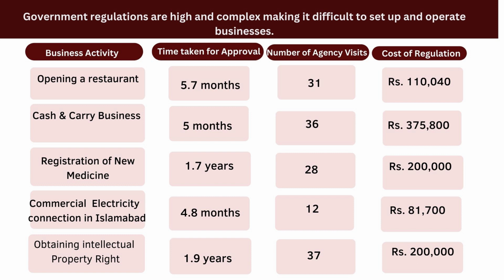Similarly, opening a cash and carry business takes around 5 months to get approvals, and cost of regulation is around 375,000 rupees. Registration of new medicine takes around 1.7 years, and cost of regulation is around 200,000 rupees. Getting a commercial electricity connection in Islamabad takes around 5 months, and cost of regulation is around 81,000 rupees. Similarly, obtaining intellectual property rights in Pakistan takes around 1.9 years, and cost of regulation is around 200,000 rupees. So this shows that regulations are high, and this increases the cost for setting up and operating businesses.